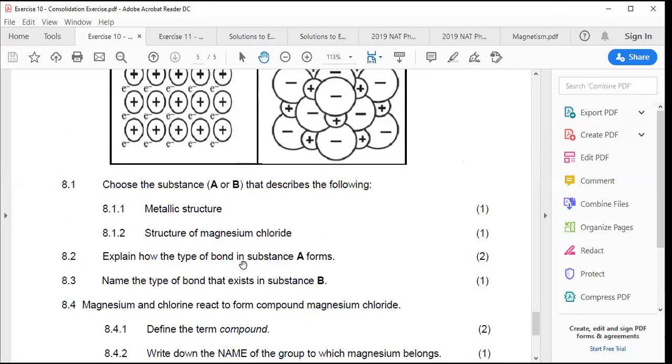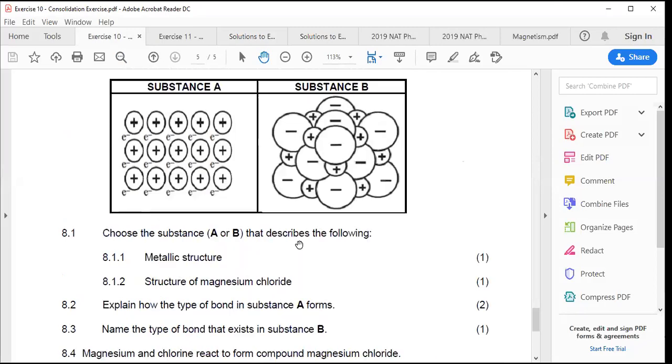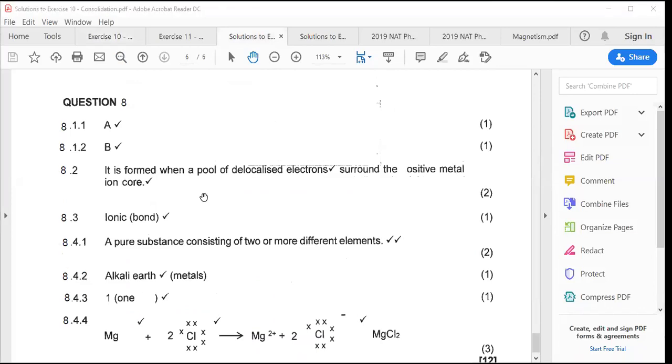8.2, explain how the type of bond in substance A forms. So they want you to explain how a metallic bond forms. All right, so there we are. It is formed when a pool of delocalized electrons surrounds the positive metal ion core. All right. So it's formed when we've got delocalized electrons surrounding the positive kernels. Right. That's how we explain it. As long as we've got those 2 points, you can always add more detail to that. But those are the main points for 2 marks.